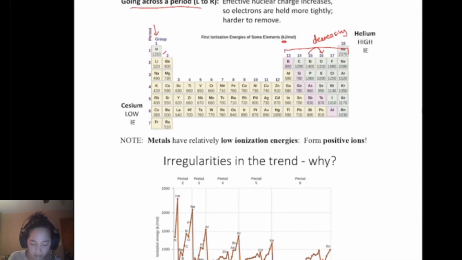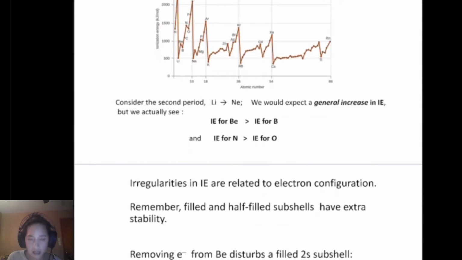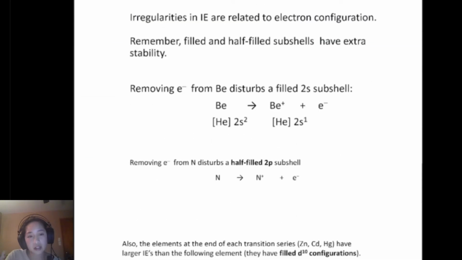So let's just look at those numbers here. Beryllium has a slightly larger ionization energy than boron. All right, so let's talk about why. These irregularities in the ionization energies are related to electron configuration. Remember back in, I think, chapter five, we talked about electron configurations. So let's think about what electron we are removing from that element to produce a cation. If we know what electron we're removing, that might help us explain these anomalous numbers.